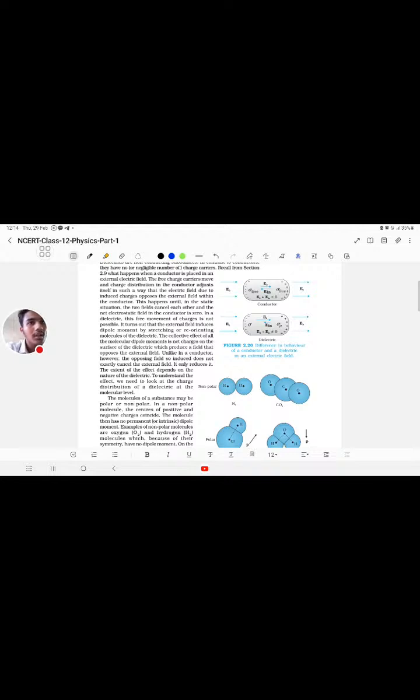In a dielectric, this free movement of charge is not possible. It turns out that the external field induces a dipole moment by stretching or reorienting the molecules of the dielectric. The collective effect of all the molecular dipole moments is net charges on the surface of the dielectric, which produce a field that opposes the external field. Unlike in a conductor, however, the opposing field so induced does not exactly cancel the external field.